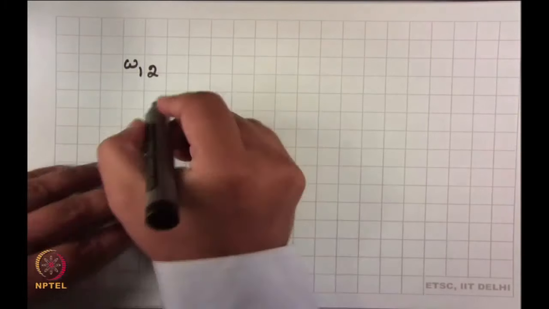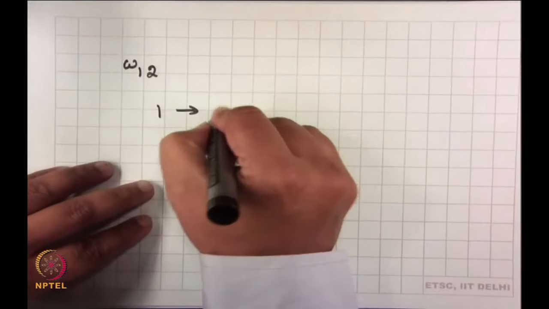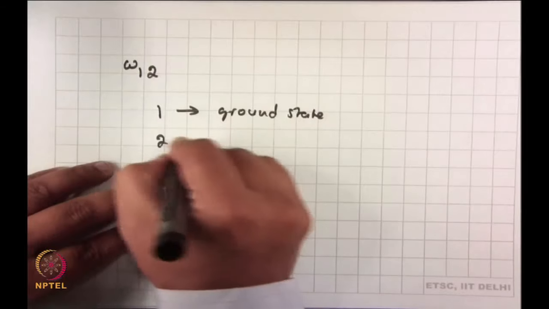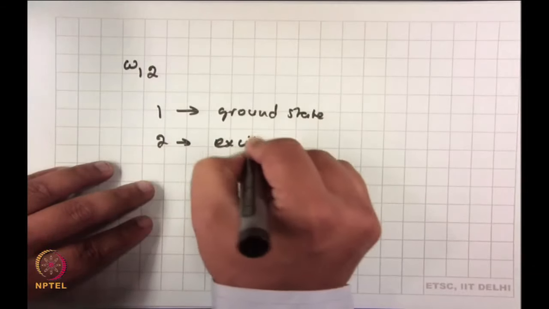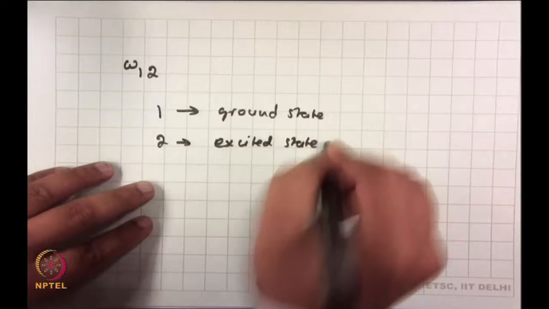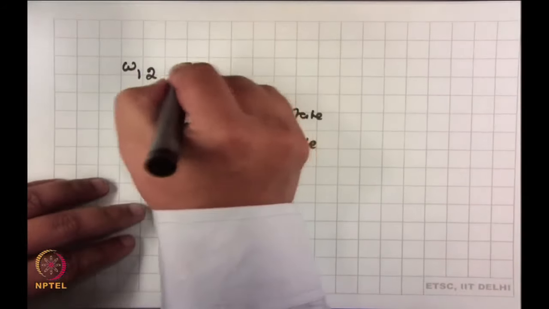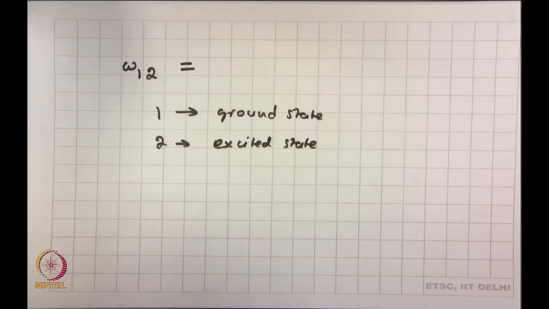So, that means 1 is the ground state and 2 is the excited state. Okay. So, I am looking at the rate of transition, W12, the rate of transition from the ground state to the excited state. It would depend upon what? Now, think about a rate in your chemical reaction. What does it depend upon? It depends upon a rate constant, it depends upon a concentration.